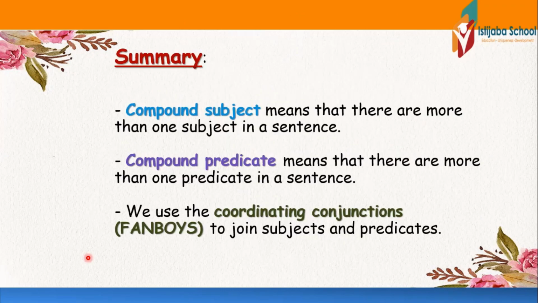Let's summarize the lesson together. So compound subject means I have more than one subject, but all of the subjects share the same predicate. Compound predicate, I have more than one predicate, but all of the predicates share the same subject. In order to form compound subject or compound predicate, I use the coordinating conjunctions fanboys.